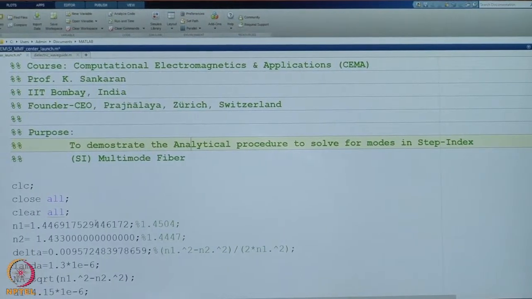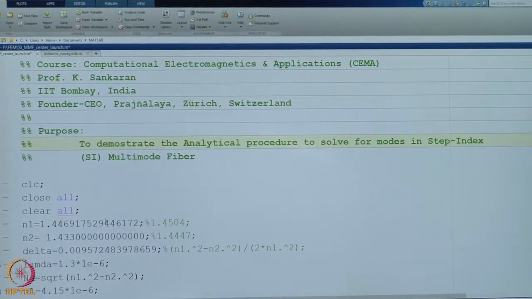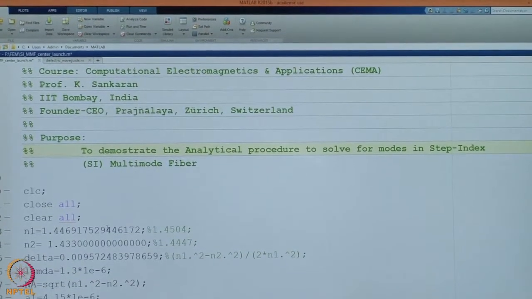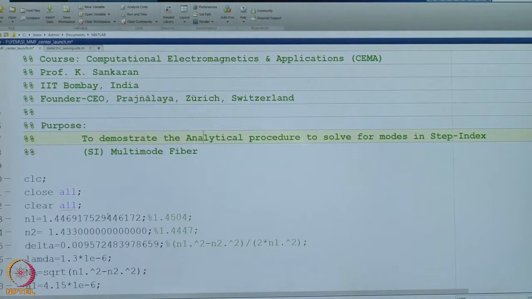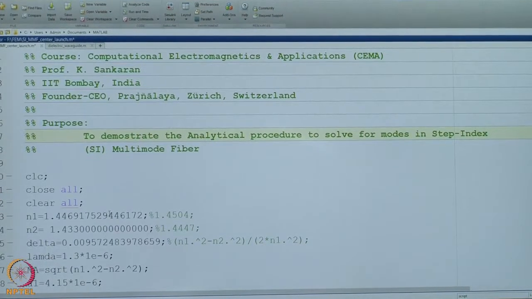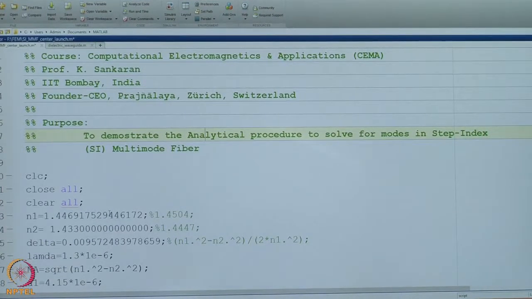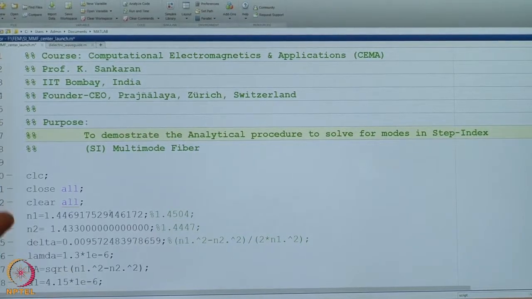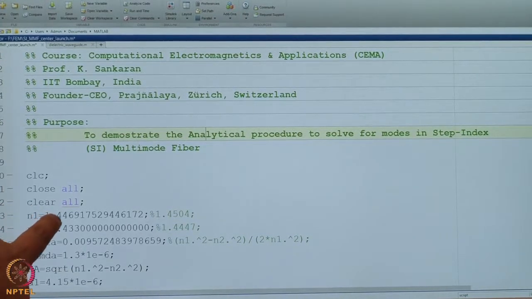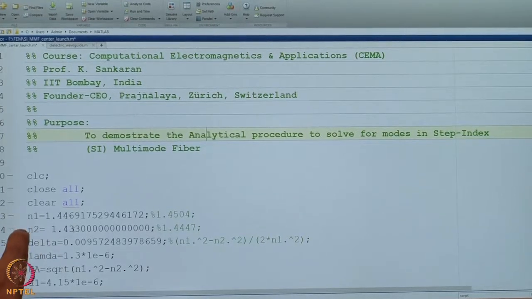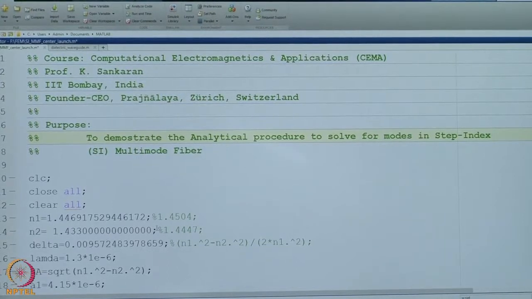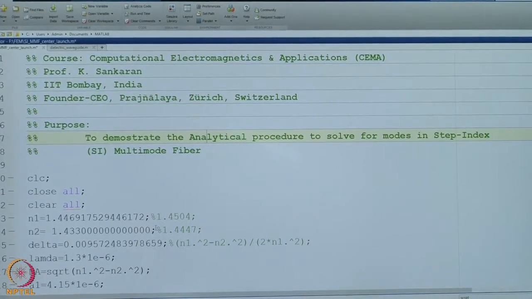In practical fibers, the refractive index difference between the core and cladding is very small, so we can use the LP approximation. LP approximation means linearly polarized mode approximation. Using that approximation, in a fiber only one transverse mode is dominating, like Ex or Ey. Here the core index is 1.44 and N2 is 1.43, so it is a 0.01 difference, very small, less than 1%.